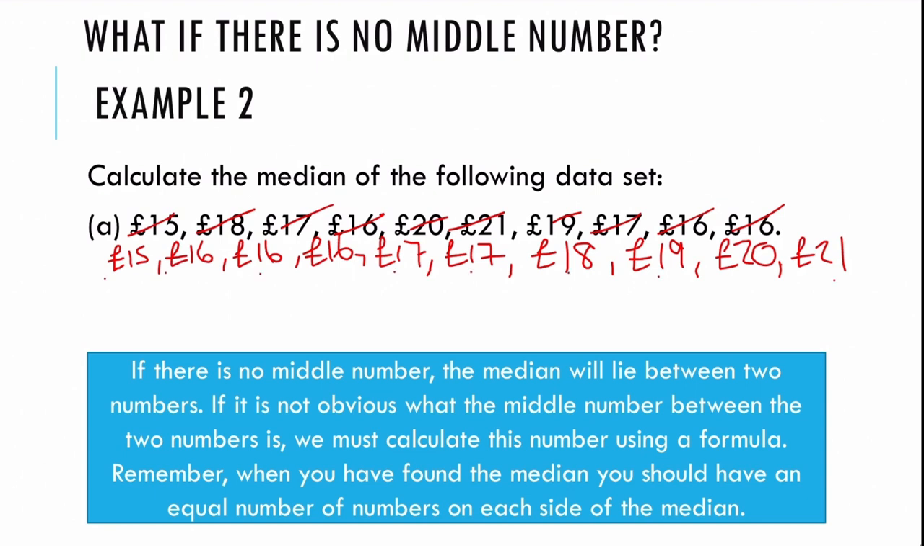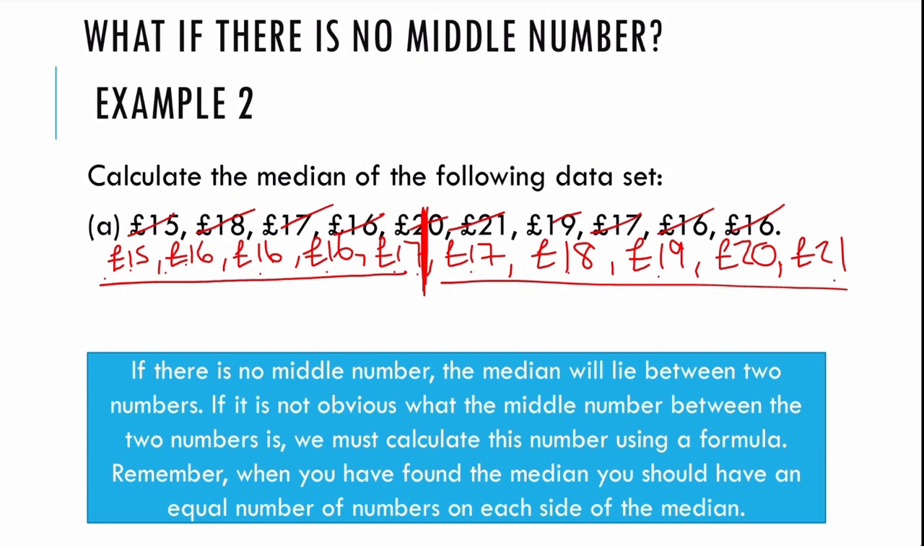The fact we have an even number of numbers means there is no middle, so we just halve it and say that there should be 5 numbers on either side of the median. If I count in 1, 2, 3, 4, 5, that gets me to the £17. So the median must lie in between two numbers. That leaves us with 5 on this side and 5 on this side. The median lies between £17 and £17.